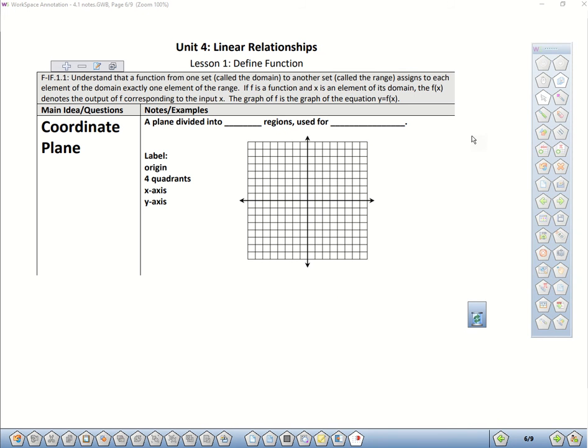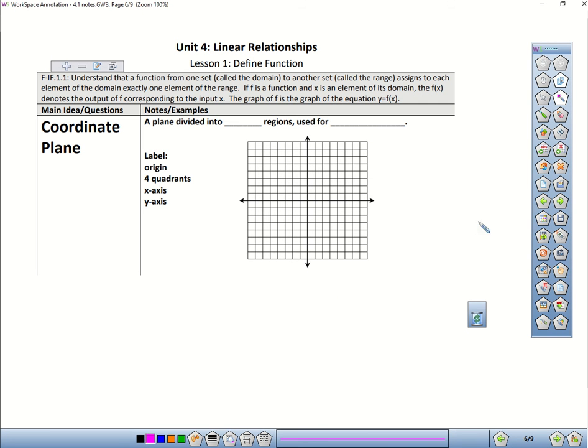Lesson number 1, which is linear relationships, aka defining a function. Our standard basically talks about the fact that we need to understand that a function from one set called the domain to another set called the range assigns each element of the domain to exactly one element of the range. So basically we're going to talk about what defines a function and what makes something not a function.